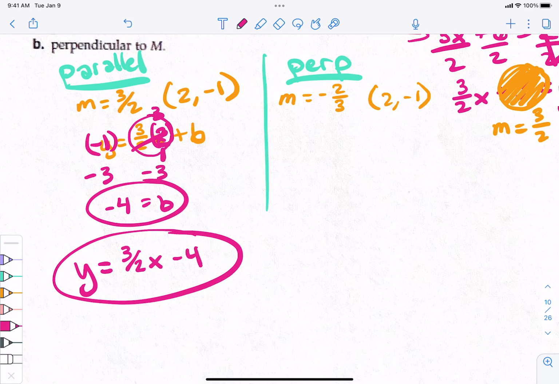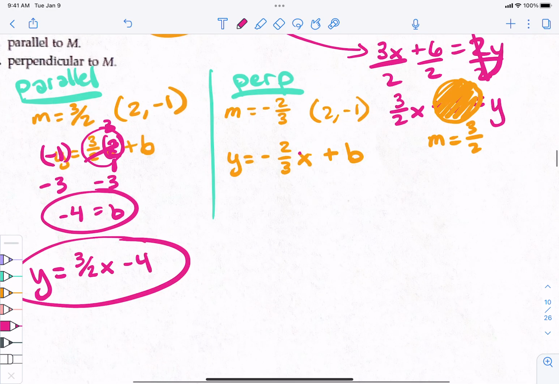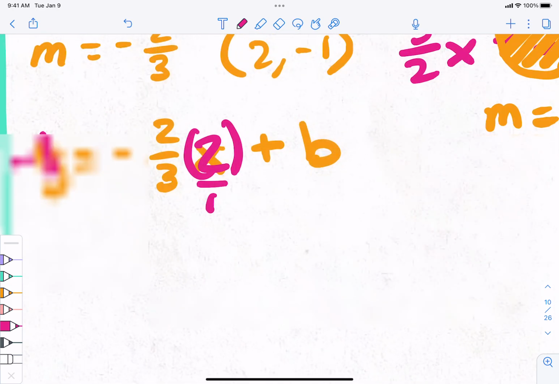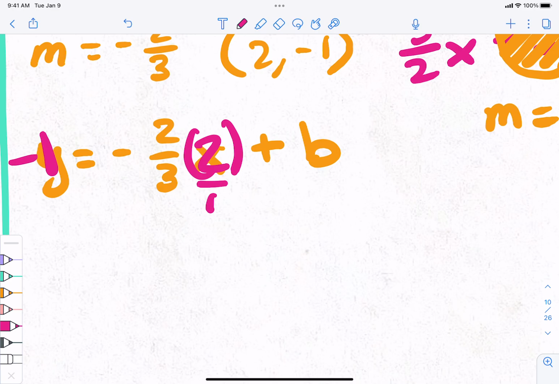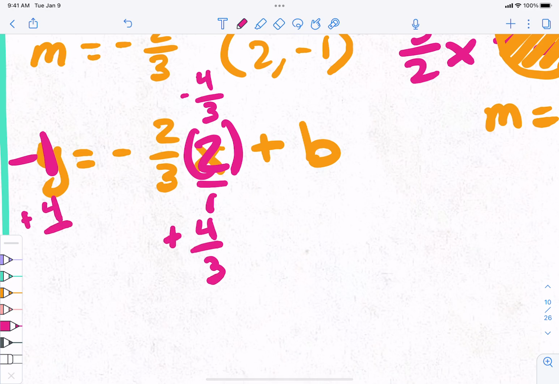Okay, we're going to do the same thing for the other one. y equals -2/3 x plus b, and we need to find the b. Okay, so again, 2 goes in for x and -1 goes in for y. This is like 2/1. This is a little bit more confusing. -2/3 times 2/1 is -4/3, right? Okay, and then I'm going to add 4/3 to the other side, plus 4/3, okay?